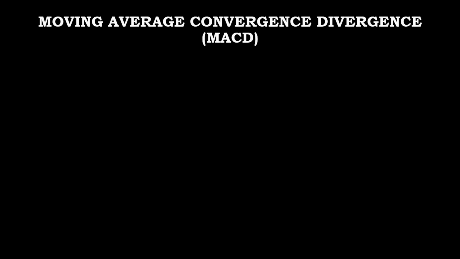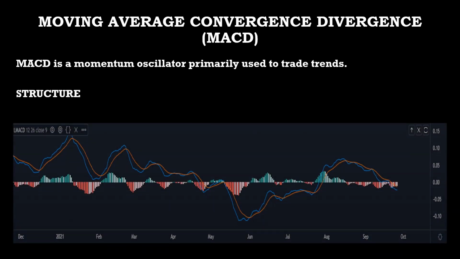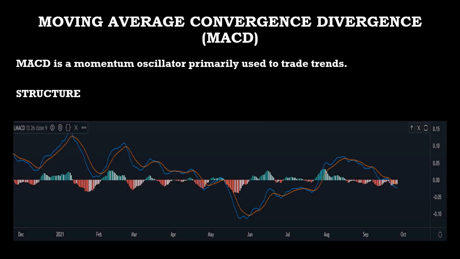Now let's talk about the moving average convergence divergence, also known as the MACD. This is a commonly used indicator in technical analysis. It is a momentum oscillator used to trade trends. This sample MACD is from Bitcoin's daily time frame. It appears on the chart as two lines. The crossover of the two lines gives trading signals similar to a two moving average system.